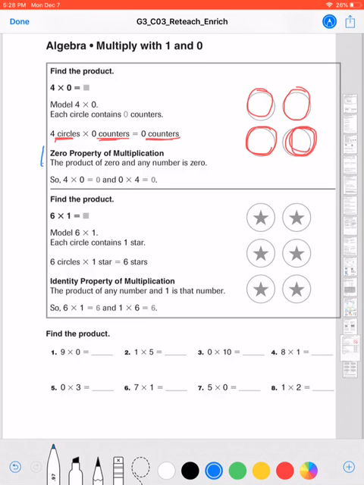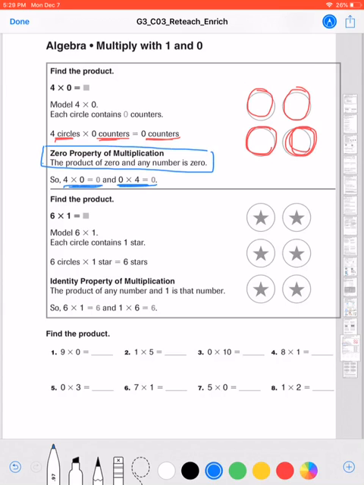The 0 property of multiplication tells us that the product of 0 and any number is going to be 0. So 0 times 1,000,000 is equal to 0. 0 times 1 is also going to equal 0. 0 times 56 is also going to equal 0. So down here it's saying that 4 times 0 equals 0, and also 0 times 4 equals 0. So that's the 0 property of multiplication.